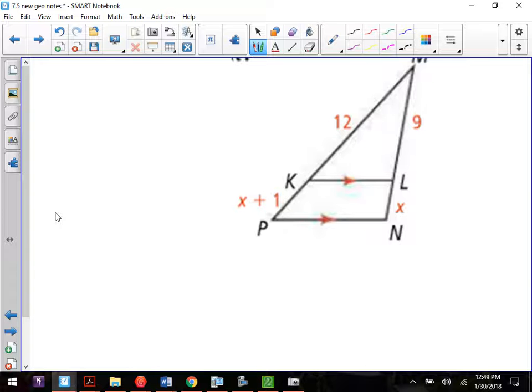KL is parallel to PN, which means it creates 2 segments on the left, 2 segments on the right. So think of this KL then as a fraction bar. See how easy that is? It is so much cleaner, so much easier to look at, as opposed to all these god-awful words.